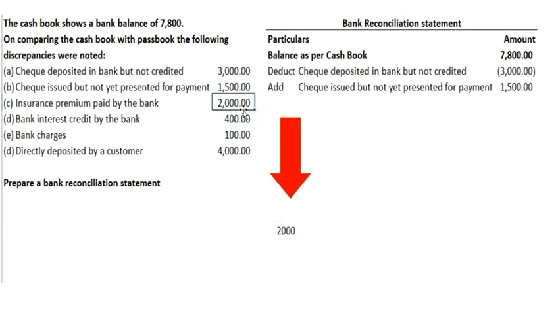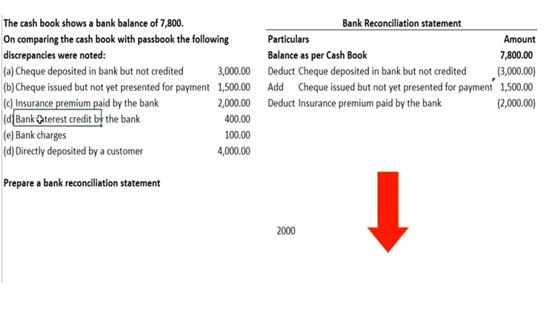Now we need to analyze. We are at the cash book balance. We need to reach the balance as per passbook. So we need to do what the bank has done. The bank reduced our balance, so we have to reduce. Now next transaction.